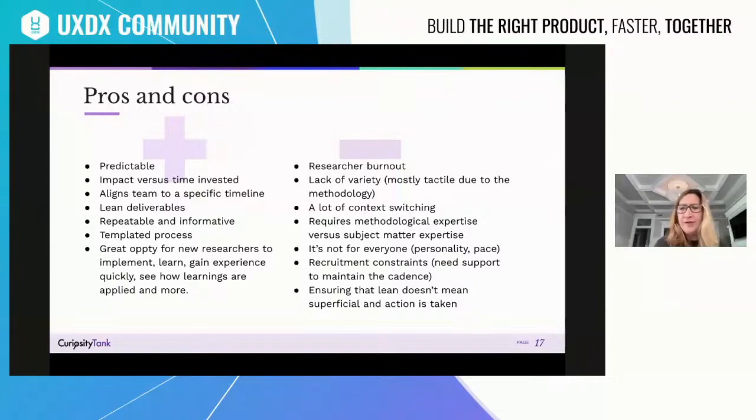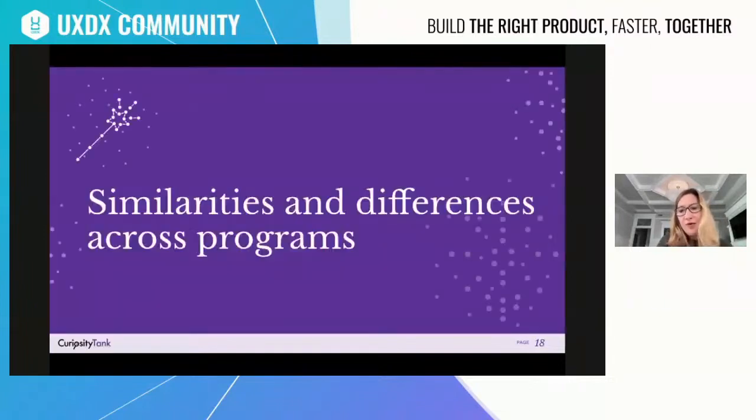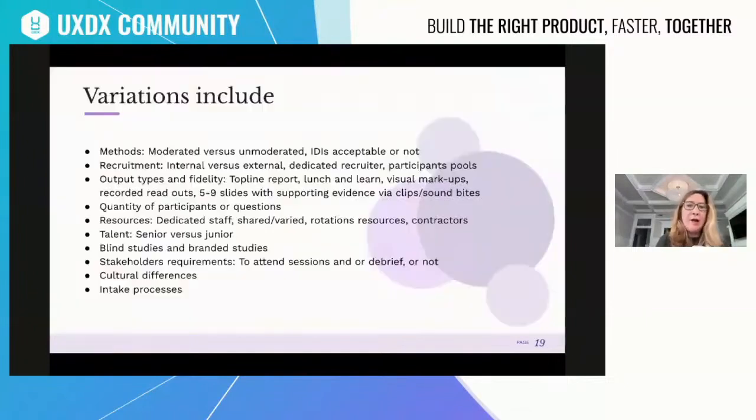So here's a quick overview on some of the pros and cons of rolling research. And I mentioned also quite a variety in terms of structure, in terms of benefit, in terms of stakeholders and methodologies. The variations themselves differ in terms of the methods that are acceptable to one program versus another, recruitment processes and approaches, also the outputs. The outputs are much leaner than typical research studies, but the deliverable type and the fidelity can also really vary.